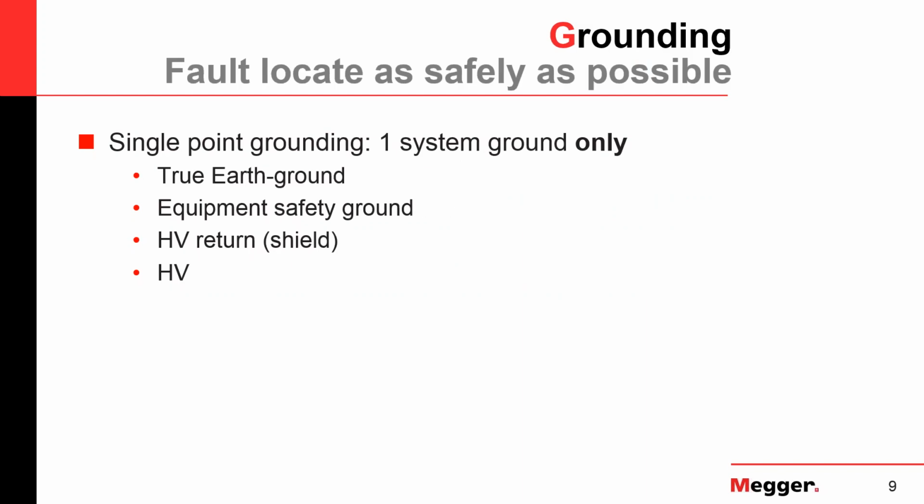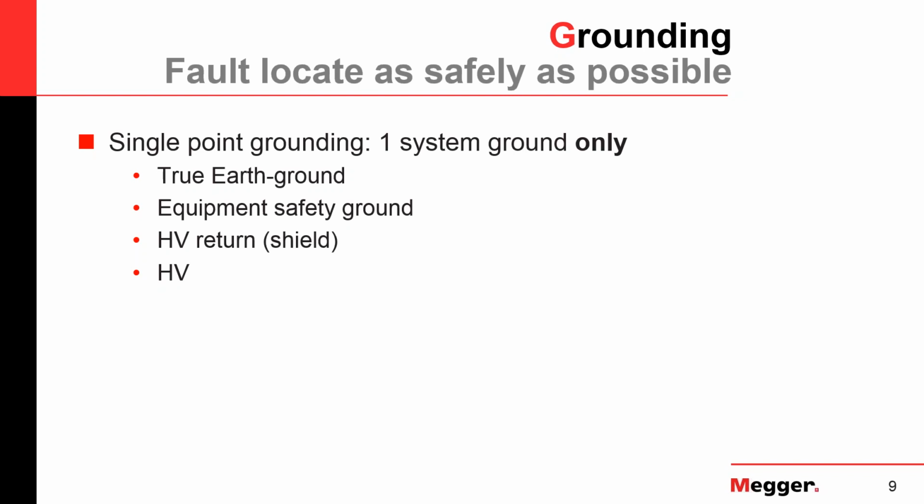One word in terms of grounding. Typically, the modern philosophy is that you have a single point grounding, so one system ground only. That means you should always verify that you have a true earth ground and your grounding scheme is not floating. Actually, you think you're grounded, but you're not. So always make sure there's somewhere a true earth ground that you choose as system ground.